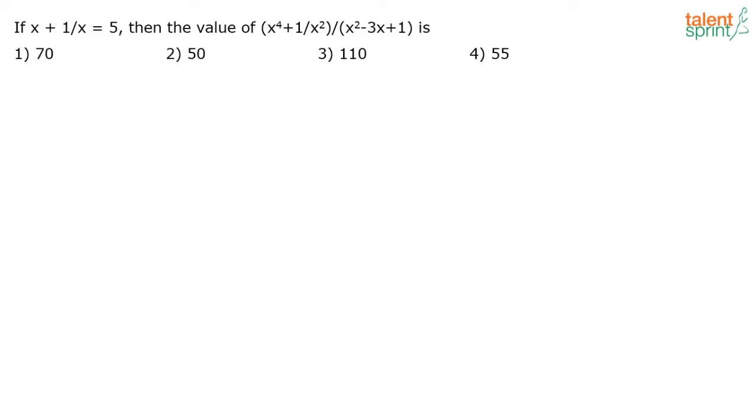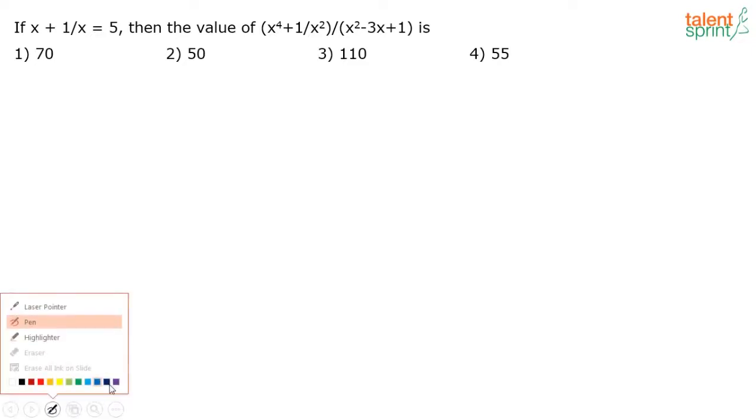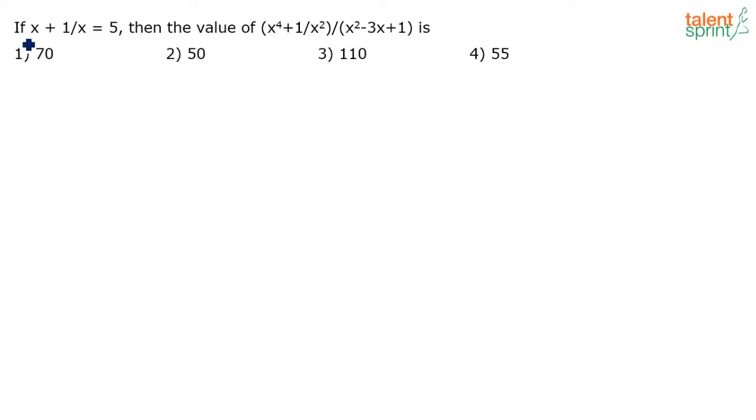So look at the question. I'll change the color of the pen. Yeah. So here's the question. If x plus 1 by x equals 5, then the value of x power 4 plus 1 by x squared divided by x squared minus 3x plus 1 is dash. Options are 70, 50, 110 or 55.